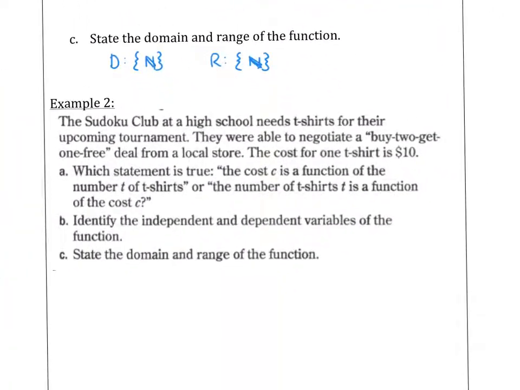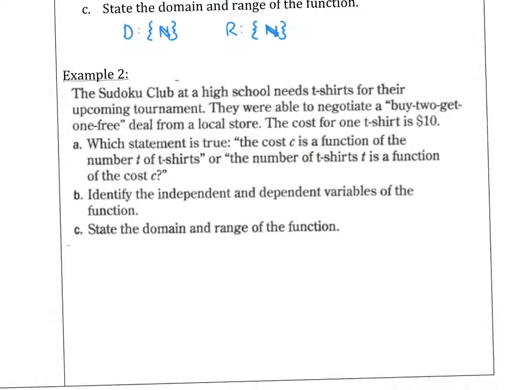All right, your turn. Attack number 2 with your neighbor. Go. All right, looking at this example, the Sudoku Club at a high school needs T-shirts for their upcoming tournament. They were able to negotiate a buy 2, get 1 free from a local store. The cost for 1 shirt is $10. Which statement is true? The cost is a function of the number of shirts, or the number of shirts is a function of the cost?